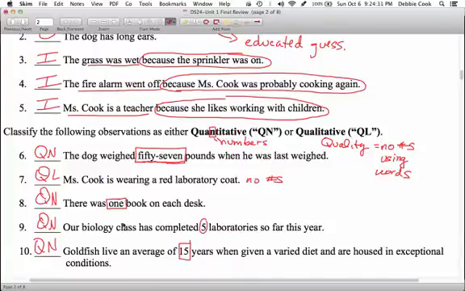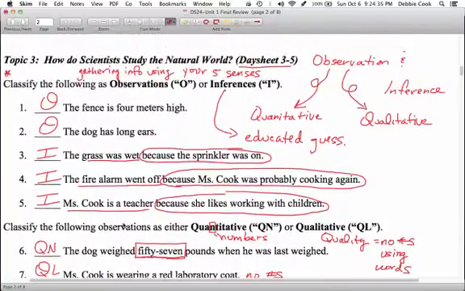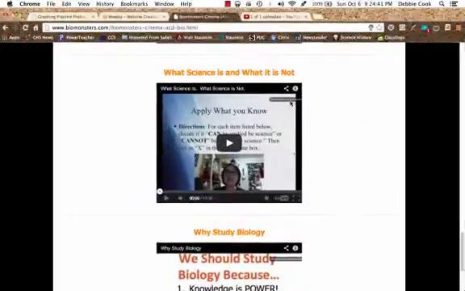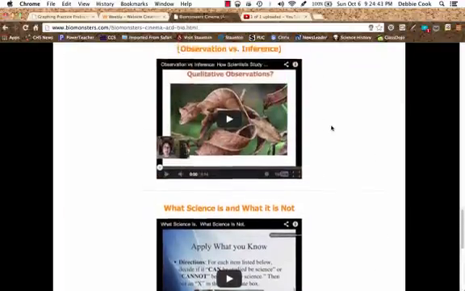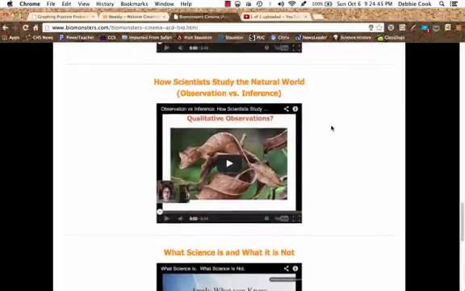All right, you guys. We've gone through topic number 3. Remember, if you have any additional questions or concerns, you can always go back and review day sheets 3 through 5. You're also welcome to go to Biomonster Cinema and the 3rd movie from the bottom, How Do Scientists Study the Natural World, Observation versus Inference. We'll also review all the differences and the basics concerning observation versus inference.